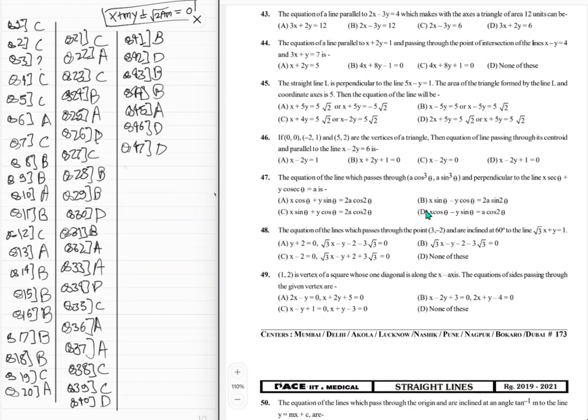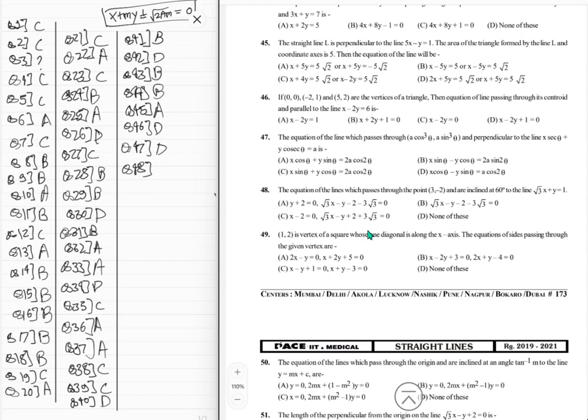Question number 48. The equation of lines which pass through this point and are inclined 60 degree to that line. Oh, that line is already so it's negative square root 3. That's the slope. That means it's 120 degree. And to that, you want this to be 60 degree. So what's this like? This is 120 degree. To that, you want to be inclined 60 degrees.